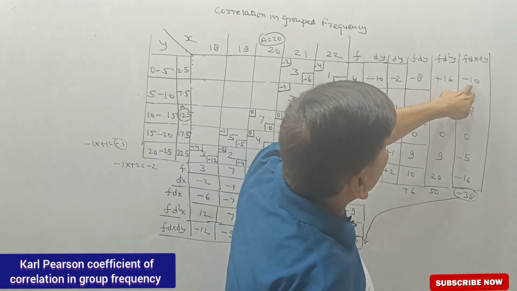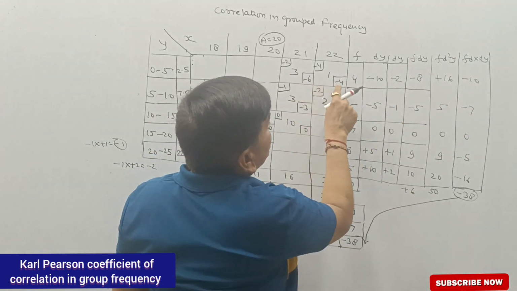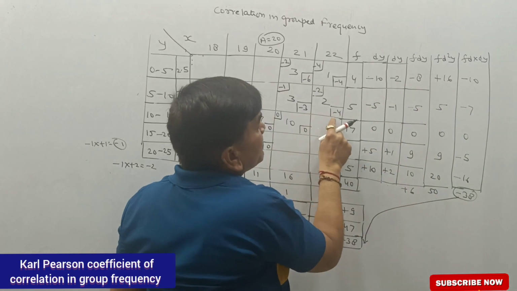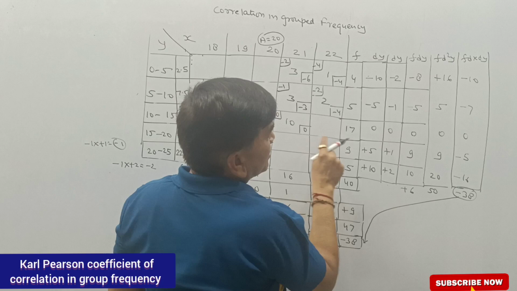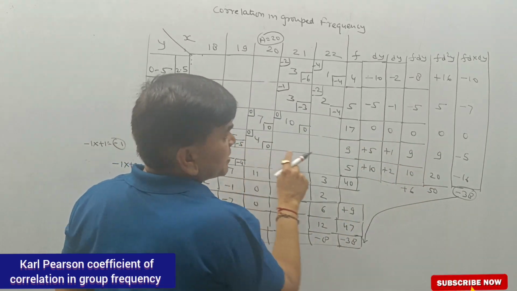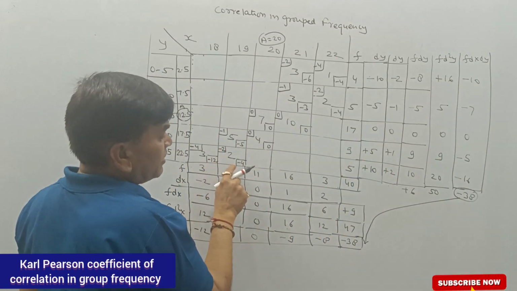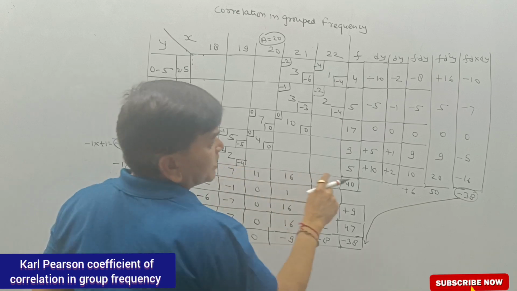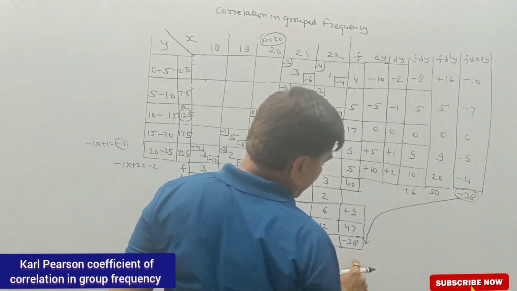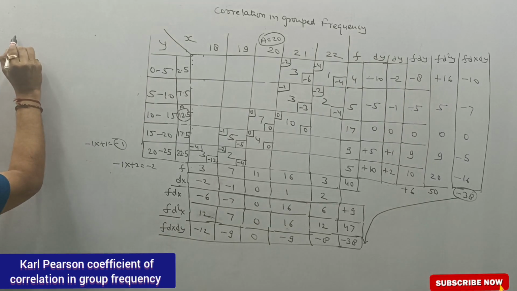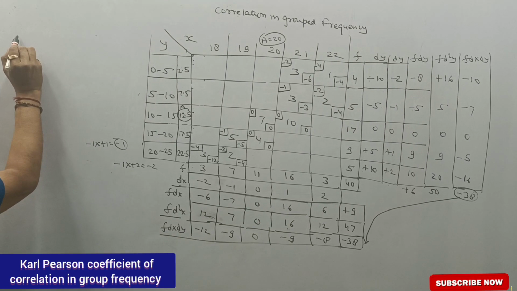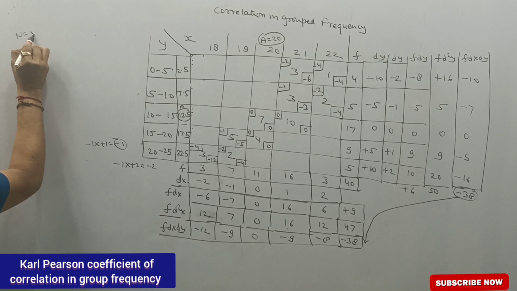Next for f dx dy, minus 6 minus 4, that is minus 10, minus 3 minus 4, that is minus 7, 0 plus 0 is 0, minus 5 plus 0 is minus 5 and 12, minus 12 and minus 4, that is minus 6. So adding this is 36 and this is 36. So we have calculated the value of first n is equal to 5.